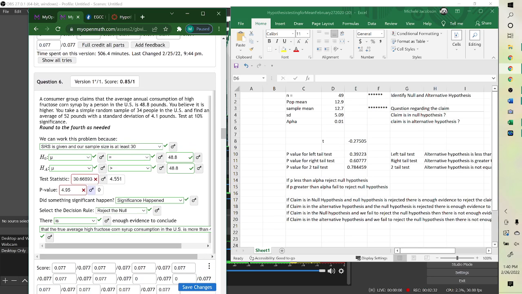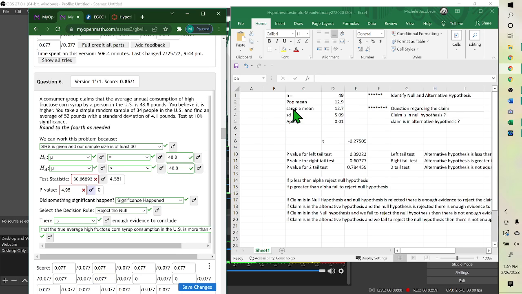We'll do number 6 also. A consumer group claims that the average annual consumption of high fructose corn syrup by a person in the U.S. is 48.8 pounds. You believe it's higher. So this time we're testing greater than. And that's why it was greater here. And this was the population average.